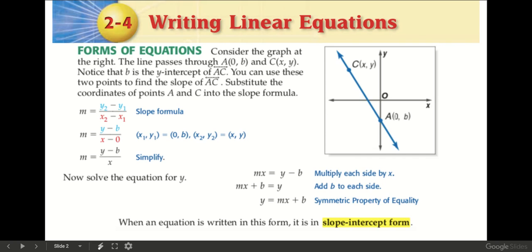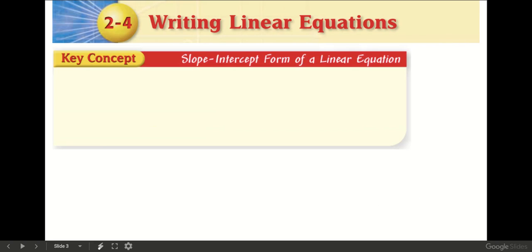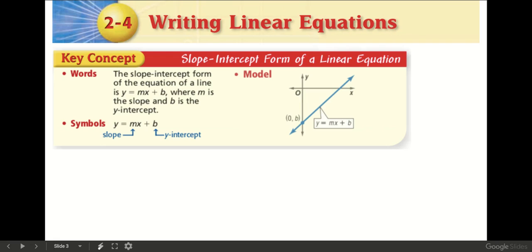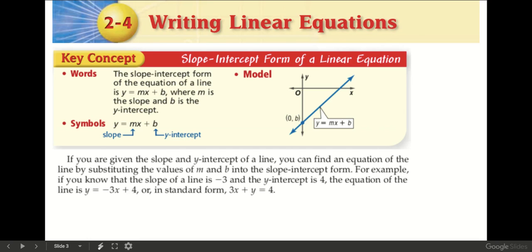Slope-intercept form is probably the most common and most widely used form of linear equations. It is an equation of a line where y equals mx plus b, where m is the slope, and b is the y-intercept, and y and x are just variables representing the x and y coordinates that satisfy that line. So slope and y-intercept are big things to take away here, because with that information, we can always plot our y-intercept and then count our slope to make our line. So if you're given the slope and the y-intercept of a line, you can find an equation of the line by substituting those values in for m and b.